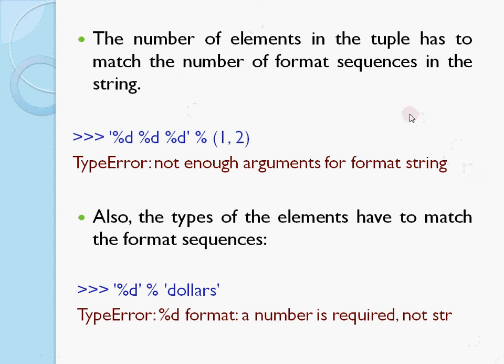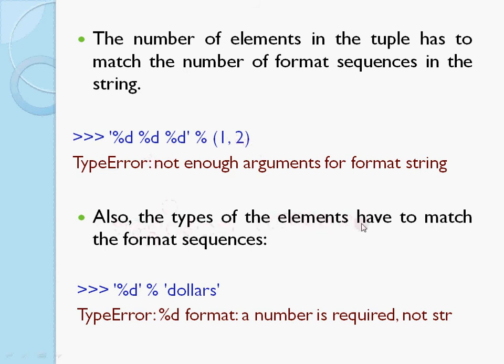There are some rules while we are using these formatting strings. The number of elements in the tuple has to match the number of format sequences in the string. In this example, we have given only two format values, but here we have three format sequences. So this will match with this and this will match with this. But for this format sequence, we do not have an element in the tuple. So this is an error.